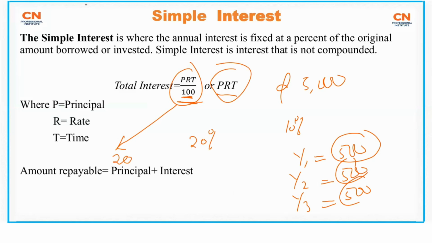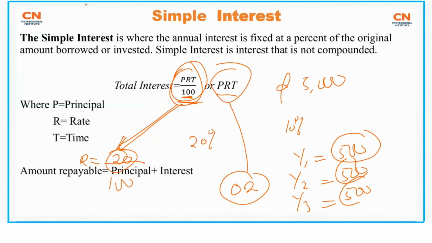Are you following? So R will be the whole 20. But with this here, R will be what? 0.2. Hope you are following. Because this will be divided by 100. So if you're using this formula here, then your R will be the whole 20. But if you're using this formula here, then your R will be 0.2.